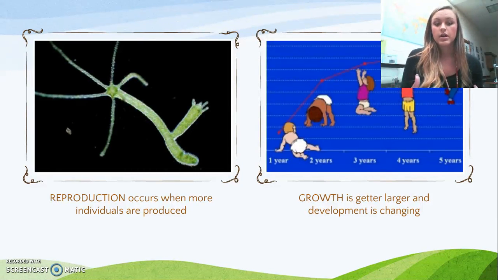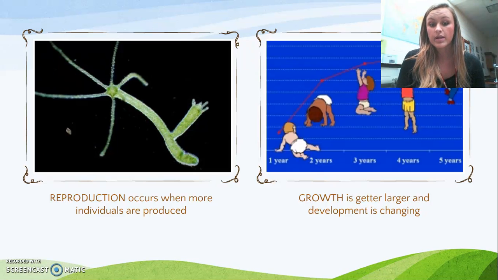So reproduction, you can see with our aquatic plant that it is when individuals are reproduced, and this is an example of asexual reproduction, and it is through budding. Then with growth, of course, we are getting larger, we're developing, we're changing.